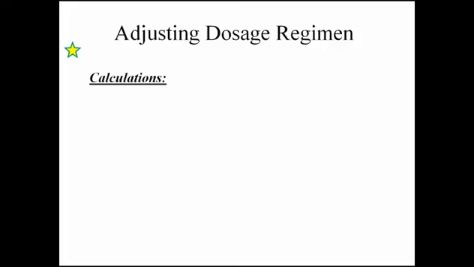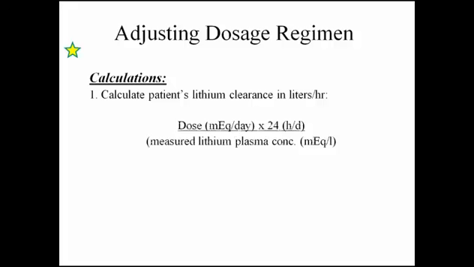Now let's get to adjusting the dose. First of all, when you have a dose and a steady state level, you can calculate lithium clearance, and this is basically dividing the daily dose over the measured level. One important thing to remember here is that the daily dose needs to be in milliequivalents, because the measured lithium level is in milliequivalents.